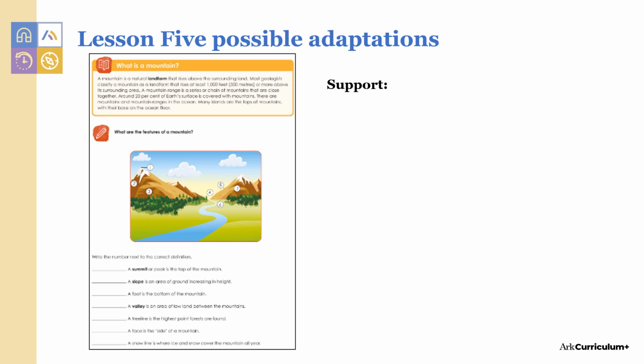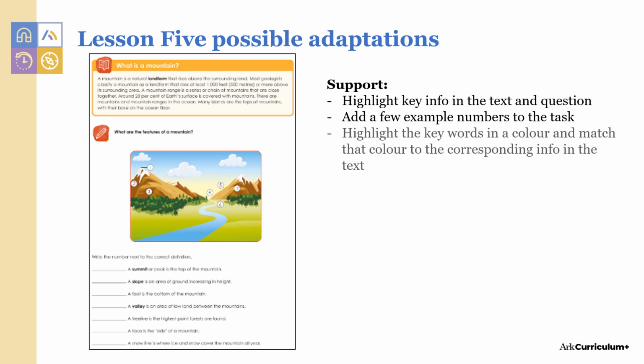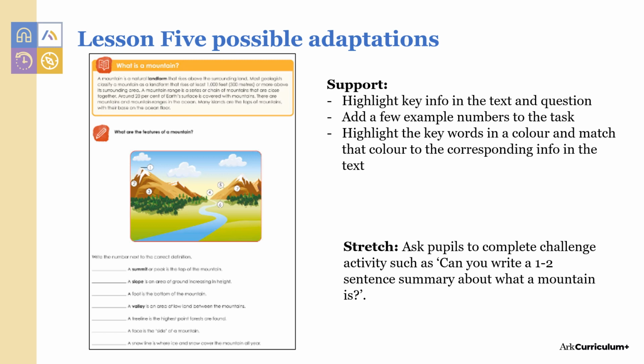In lesson 5, you can support pupils by again highlighting that key information in the text and in the question, by adding a few example numbers to the task, by highlighting the keywords in one colour and matching that colour to the corresponding information in the text. Stretch pupils by asking them to complete a challenge activity, such as can you write a 1 to 2 sentence summary about what a mountain is?